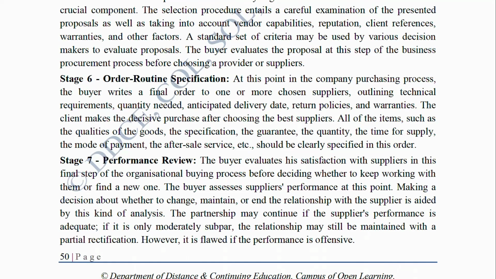Stage 6: Order routine specification. At this point in the company purchasing process, the buyer writes a final order to one or more chosen suppliers outlining technical requirements, quantity needed, anticipated delivery date, returns policies, and warranties. The client makes the decisive purchase after choosing the best suppliers. All of the items, such as the qualities of the goods, the specification, the guarantee, the quantity, the time for supply, the mode of payment, the after sale service, etc., should be clearly specified in this order.